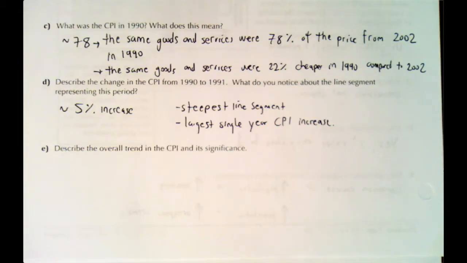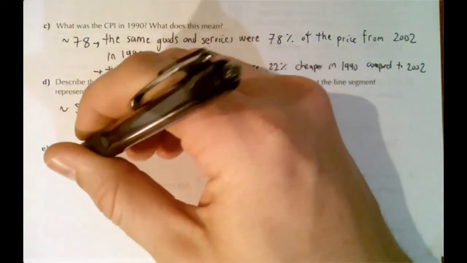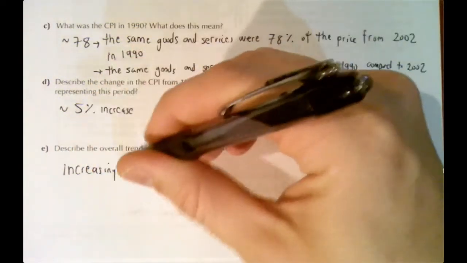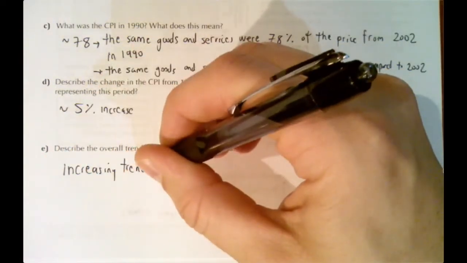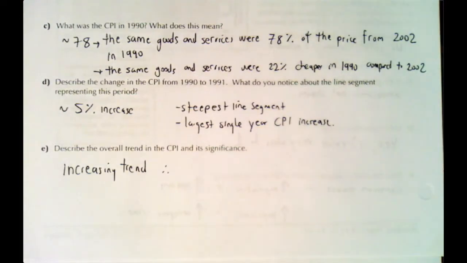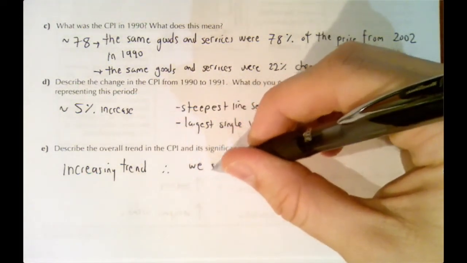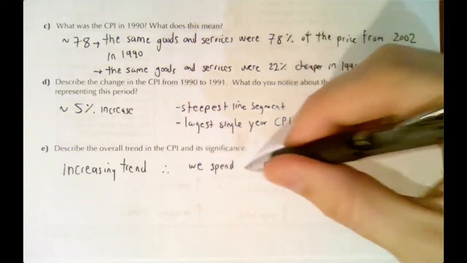E, describe the overall trend in CPI and its significance. Well, since the line keeps going up, this is an increasing trend. Next unit, we're going to look more at trend. But what does that mean? Well, that means we spend more money to buy the same things over time.